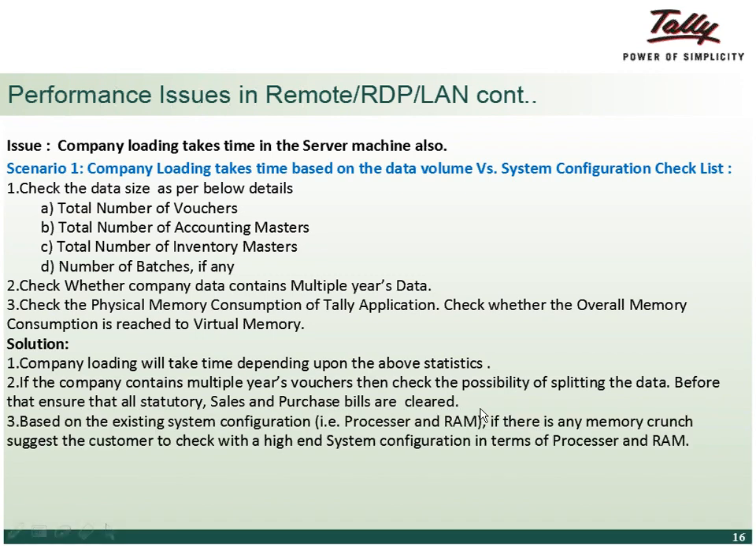And based on the existing system configuration, that is the processor and the RAM settings, if there is any memory crunch, suggest the customer to move to a high-end system configuration in terms of processor and RAM, and then install the Tally Server 9 and locate the data in that particular high-end system. And if the issue still persists, it is recommended to escalate to the Tally Server 9 team so that we can further analyze the issue and resolve it accordingly.